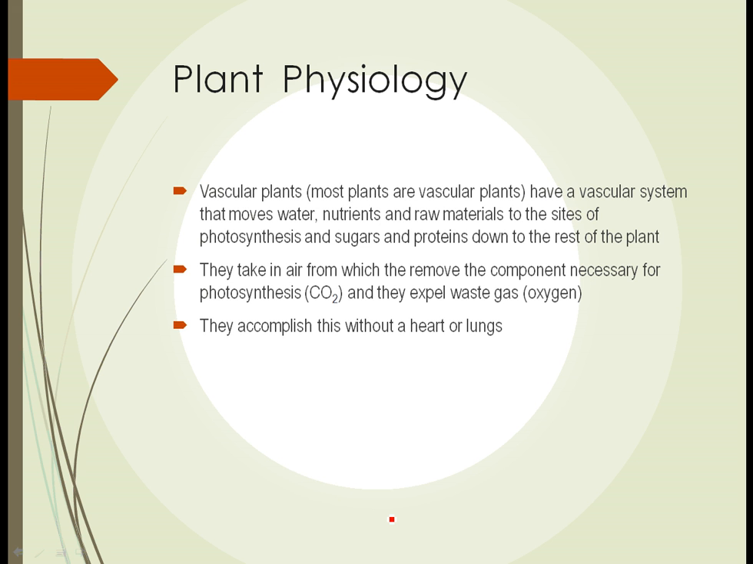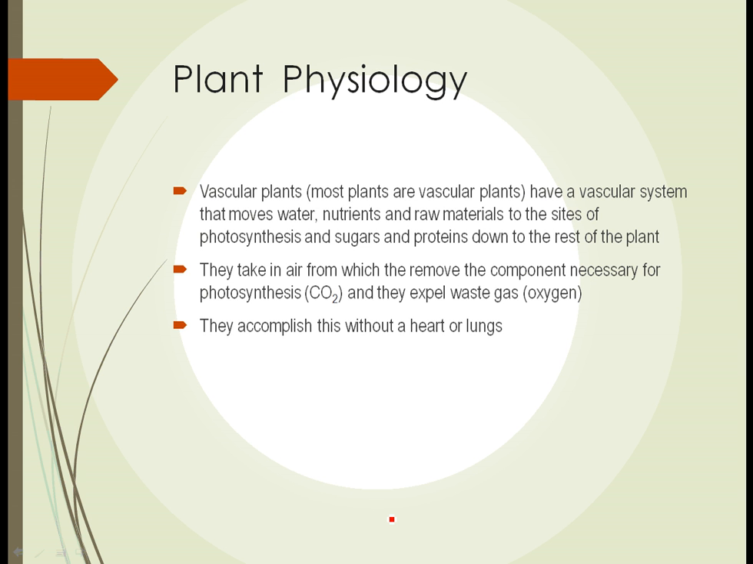Vascular plants, and most plants are vascular plants, have what's called a vascular system that moves water, nutrients, and raw materials to the sites of photosynthesis and sugars and proteins that are manufactured there down to the rest of the plant. This vascular system has an analog in humans. We have a blood system and a lymph system that moves materials around our body to places where it's needed. Plants do that through their vascular system.